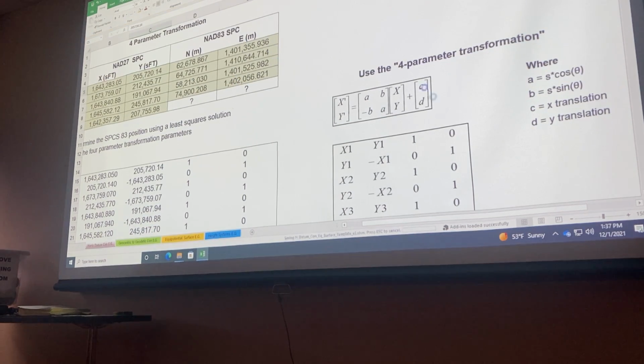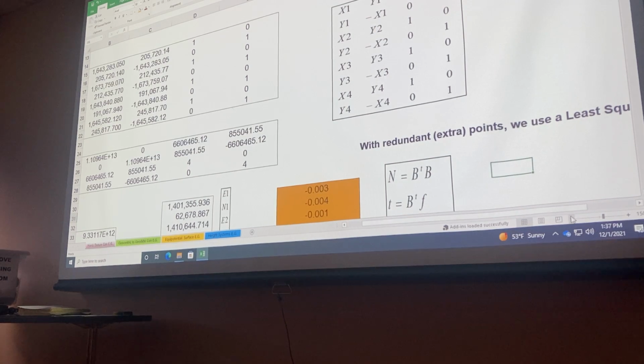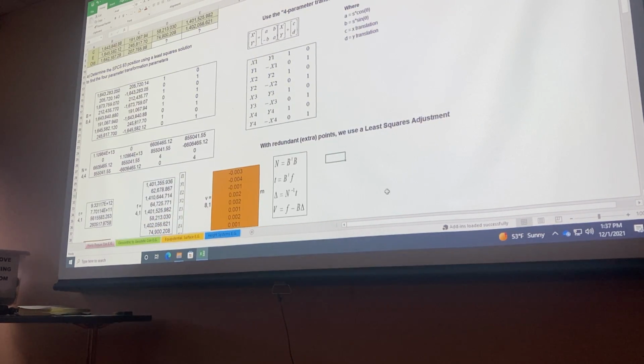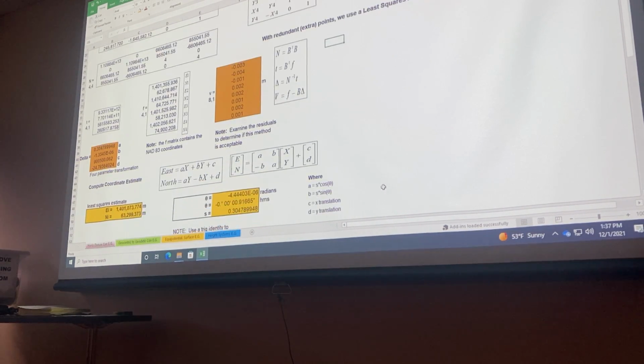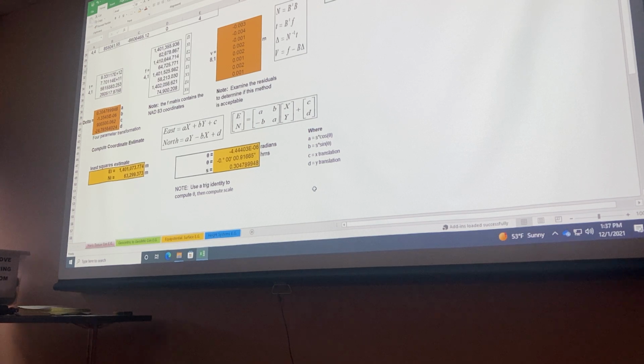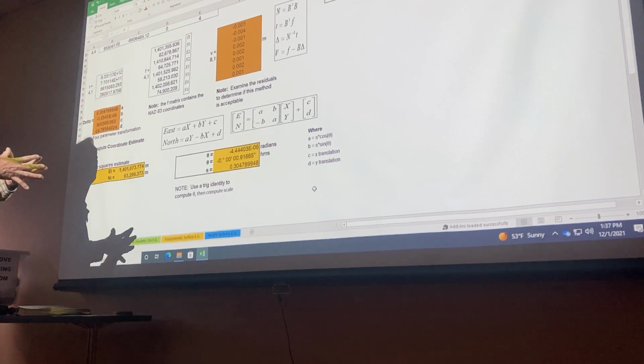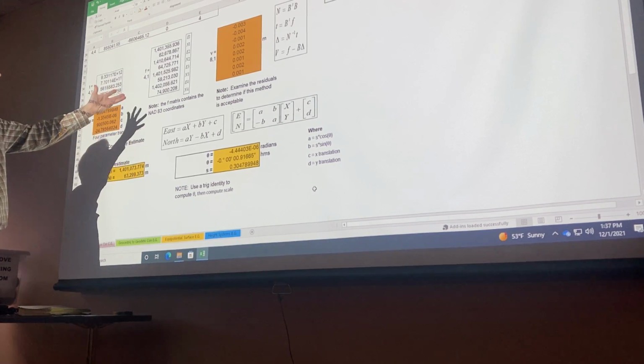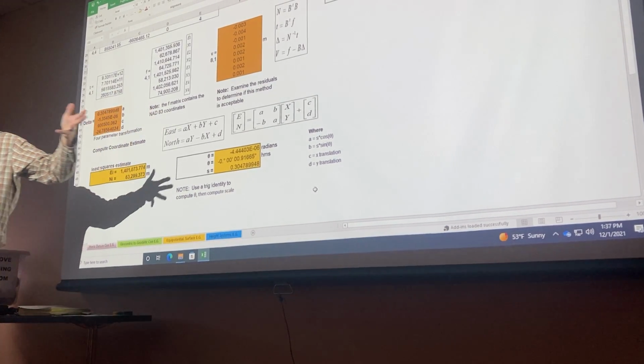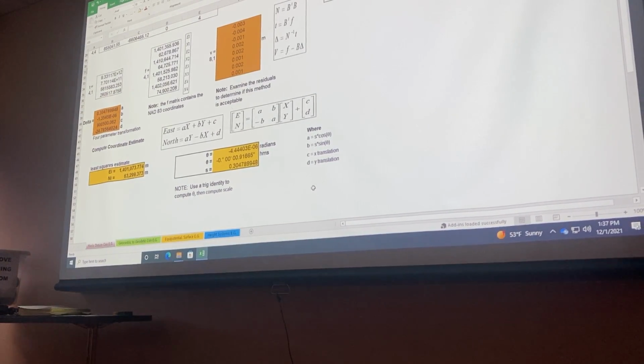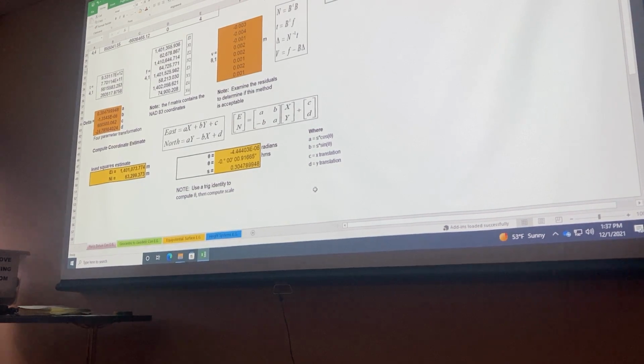Okay. All right. So that is an application of the 2D coordinate system transformation. So we did it generically for our assignment three, and then why don't we apply it to something that we do routinely in survey? So, okay, Trevor, did you get caught up there?